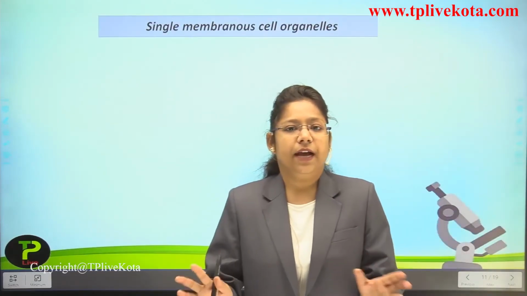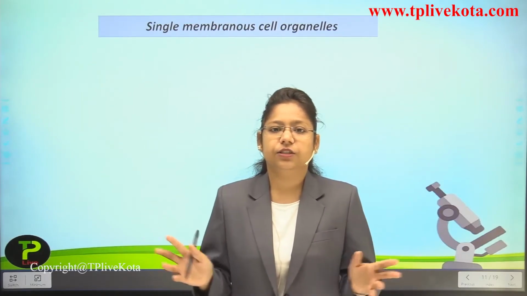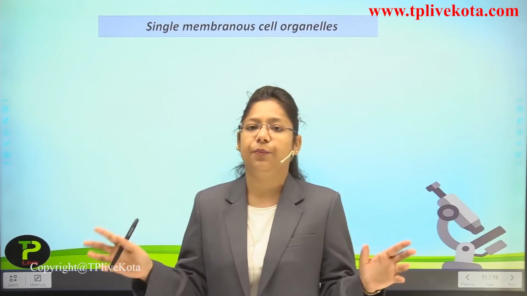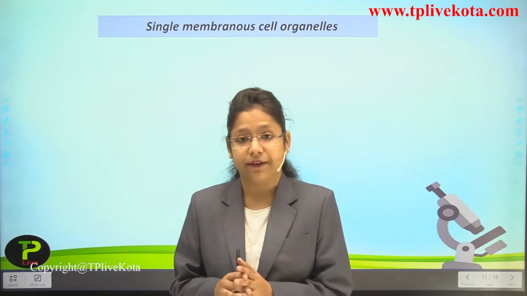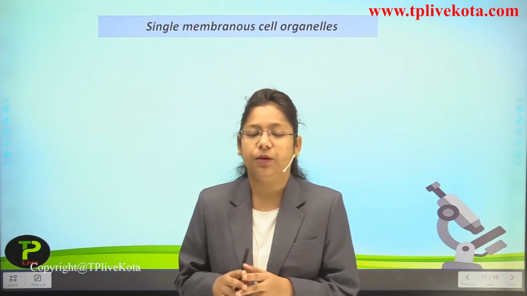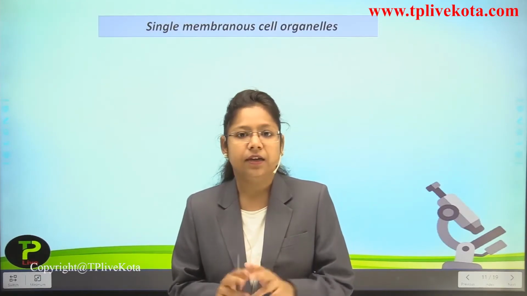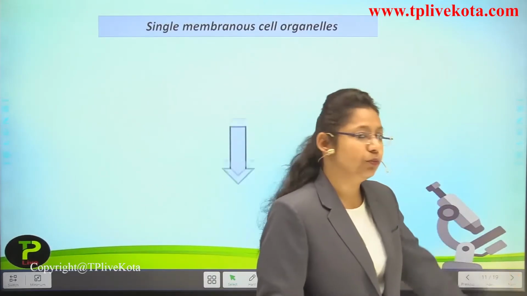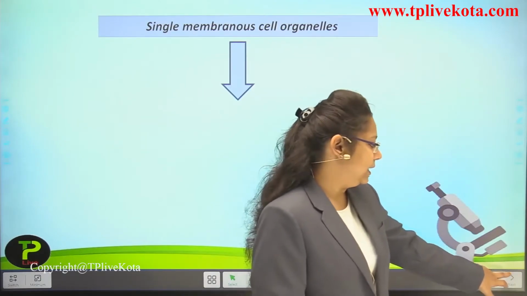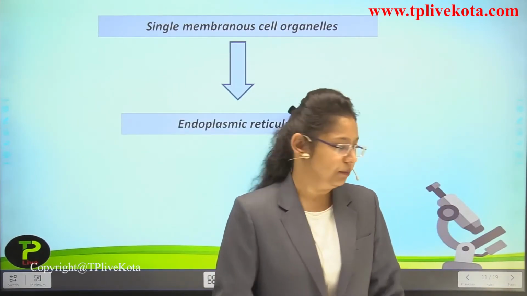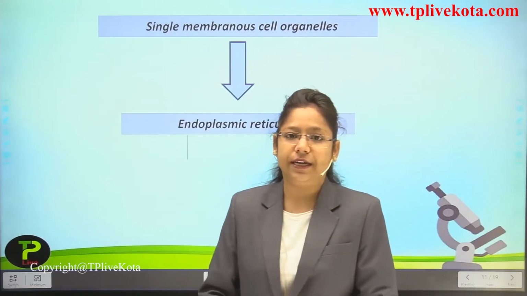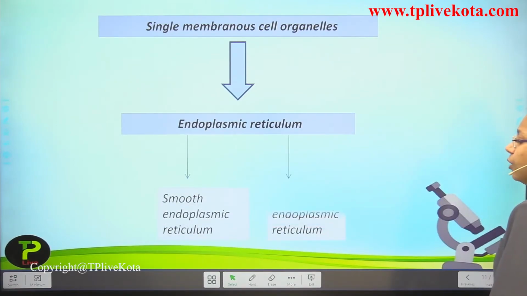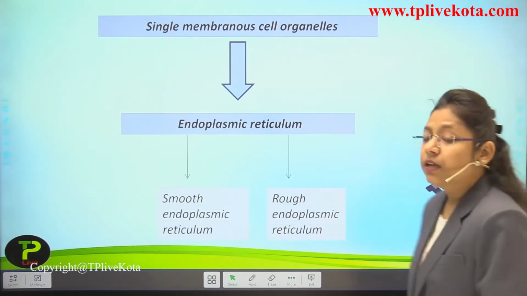Now, we are over with the functions and structure of mitochondria. Now, we are going to discuss the single membranous cell organelle, that is endoplasmic reticulum. Endoplasmic reticulum is abbreviated as ER, and it is divided into two types: first is the smooth endoplasmic reticulum and second is the rough endoplasmic reticulum. What are the functions of the reticulum, where it is found inside the cell, and how it is formed, we are going to discuss in the upcoming slides.